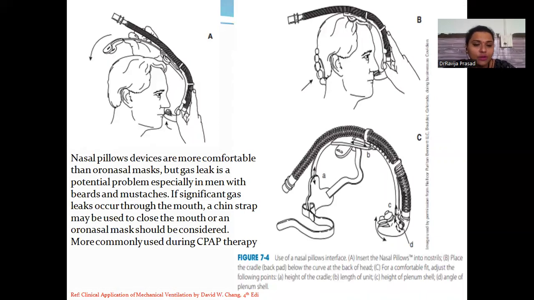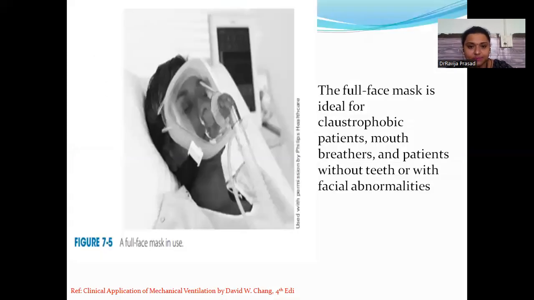Now, this is how you give a patient this kind of breathing, the process which is most commonly used in CPAP therapy. That is a nasal pillow device, more comfortable than the oronasal mask. But gas leak is a potential problem, especially in men with a beard and mustache. It signifies gas leak occurs through the mouth. A chin strap may be used to close the mouth, or an oronasal mask should be considered. More commonly used during CPAP therapy. So you need to keep everything in mind.